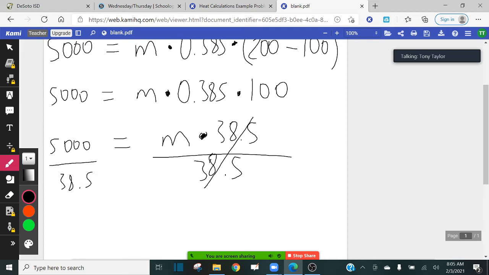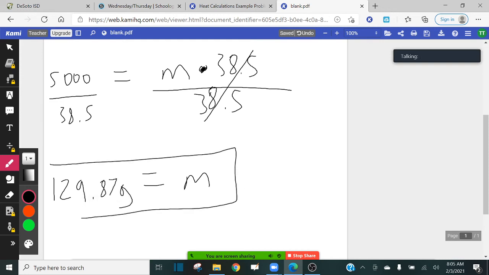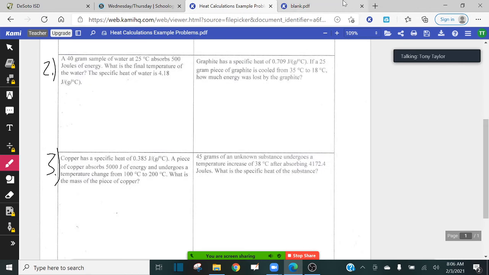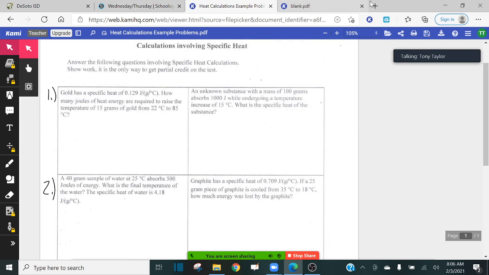So if I put 5,000 divided by 38.5 in my calculator, what I get is a mass that is 129.87 grams. Okay. So that right there, that is number 3. Any questions? So the mass of the piece of copper is 129.87 grams. Let us keep going. Let us look at number 4.